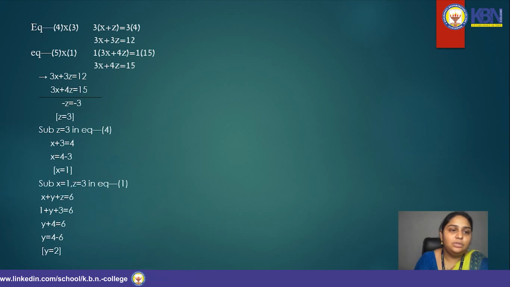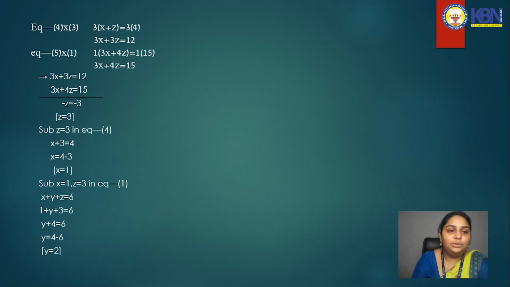Now we have to subtract these two equations. Then we get 3x plus 3z equal to 12 minus 3x plus 4z equal to 15. Then we get the result 3x minus 3x, which is 0, 3z minus 4z, which is minus z, and 12 minus 15, which is minus 3. Cancelling the minus on both sides, we get z equal to 3.